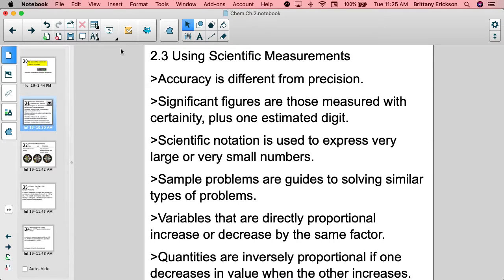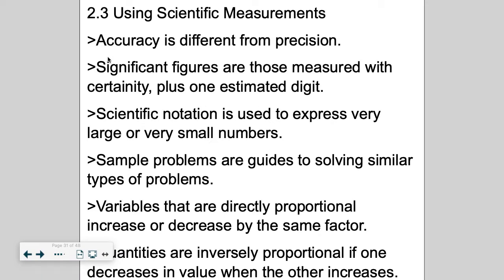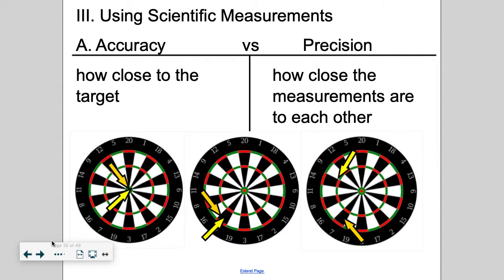3 is scientific measurements. We're going to talk about accuracy versus precision, and then hit sig figs, and then we'll finish 2.3 tomorrow. But I really want to get to sig figs. So first up, accuracy versus precision.